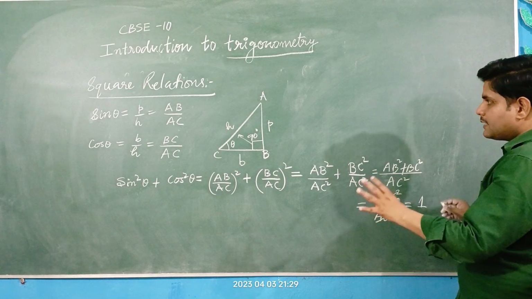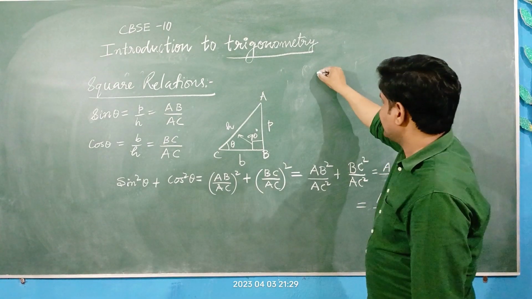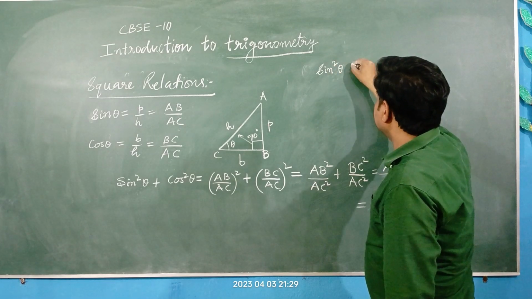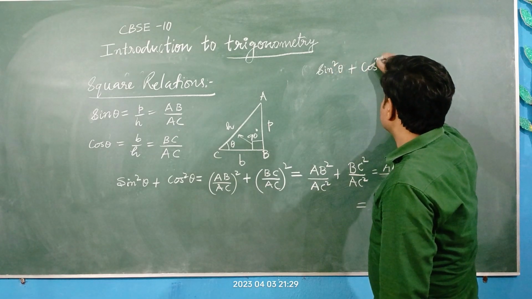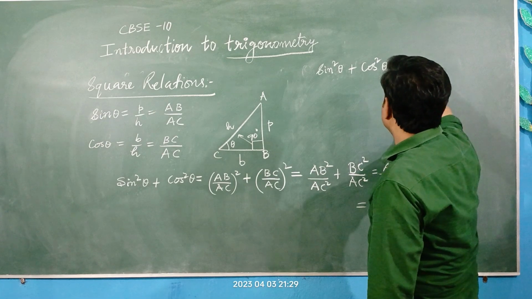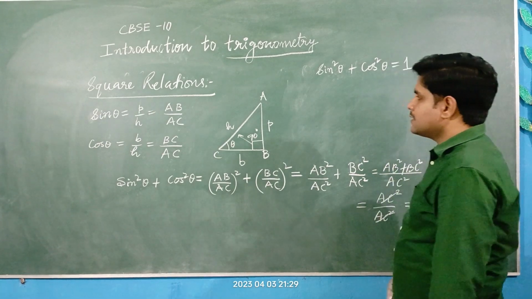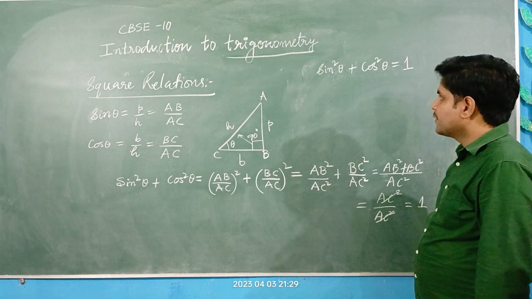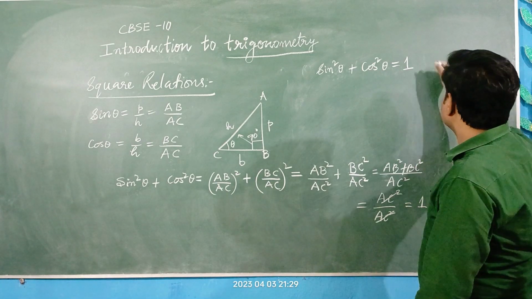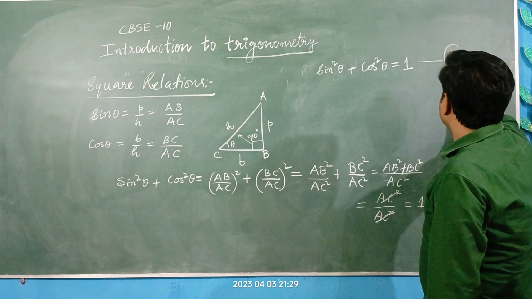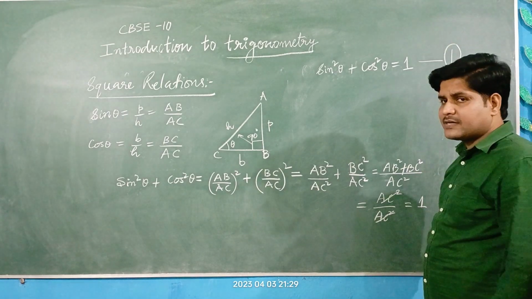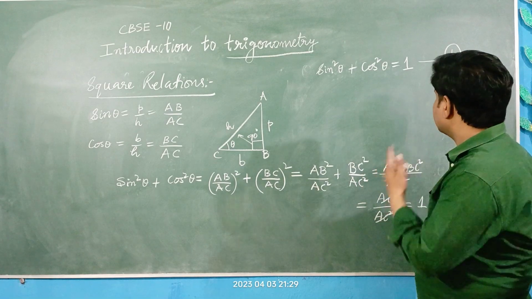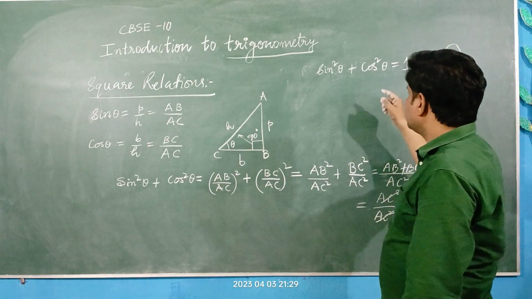So ultimately what we are getting is the square relation: sine squared theta plus cos squared theta is 1. This is the square relation of trigonometrical ratios. Let's call it equation 1. We can have some more relations from this. If I want to derive the other two identities from this, we can do it like this.